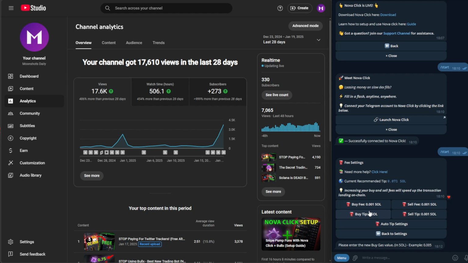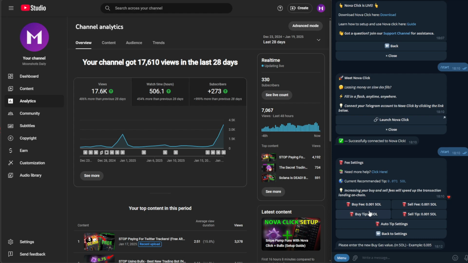Usually if you ape with larger positions, you will not be setting your buy and sell fee to 0.001 SOL. They'll usually be at least 0.01, maybe even as high as 0.005, maybe as high as 0.1 sometimes, like when you're aping in with 10 SOL buys, because obviously you don't want to get MEV, you don't want to get sandwiched.